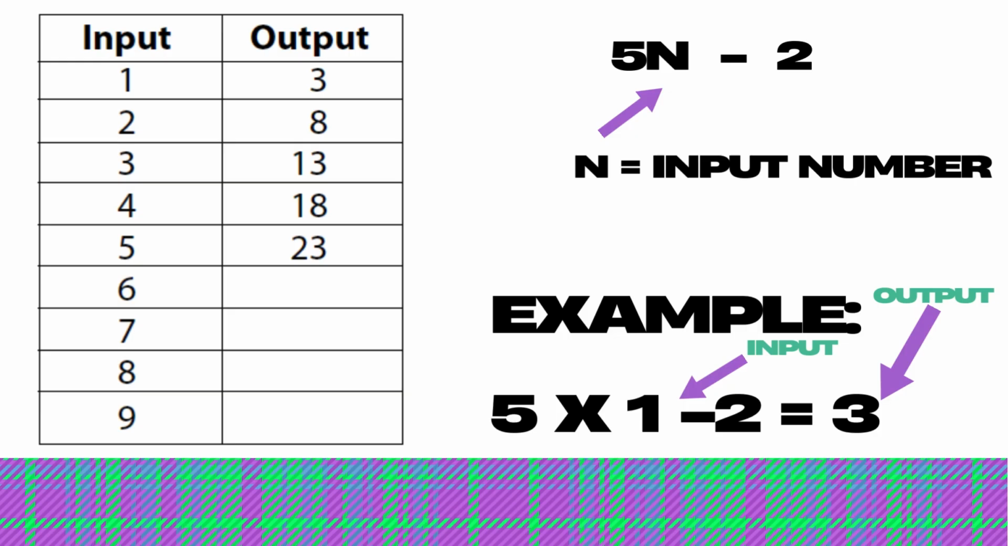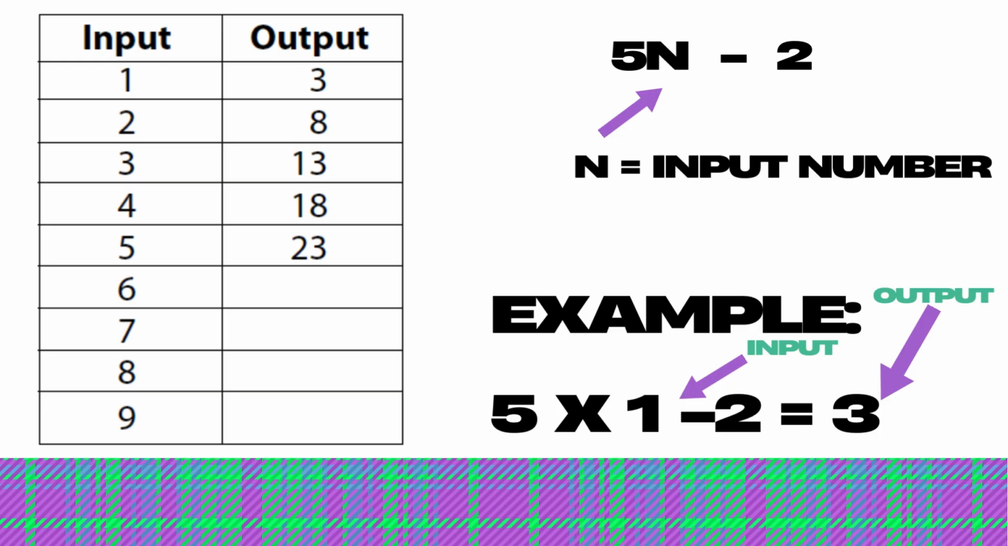Remembering that the output is increasing by 5, that gives us a really good hint as to what we need to do, at least for one of the operations. So if I take the input, the number 1, and I multiply it by 5, I would get 5. But I know that my first output is 3. So in order to get 5 to become 3, I would need to subtract 2.